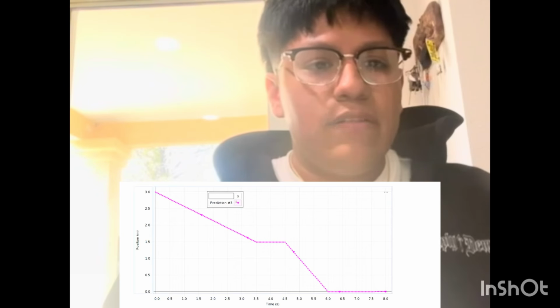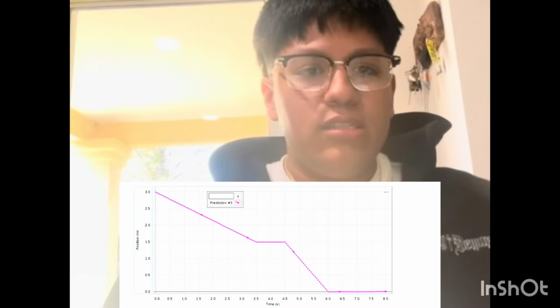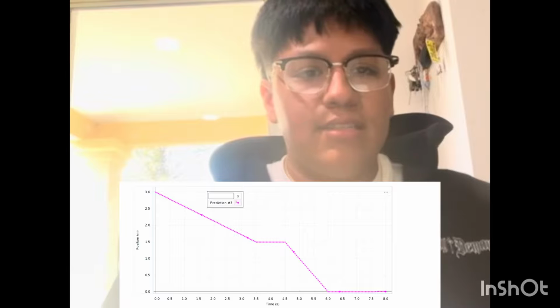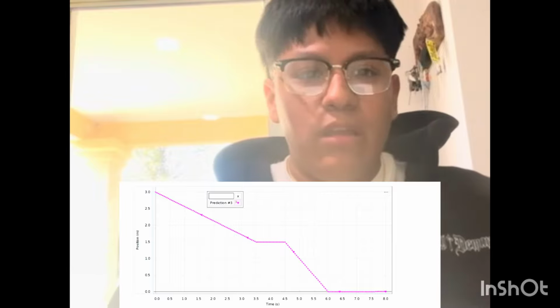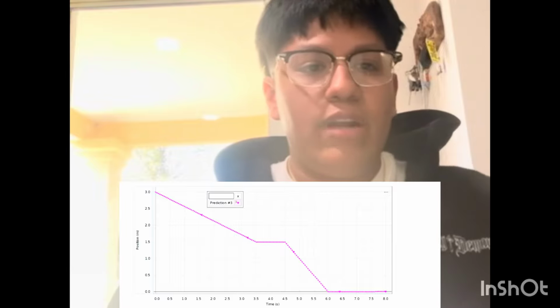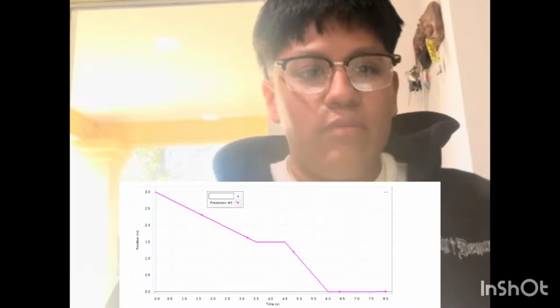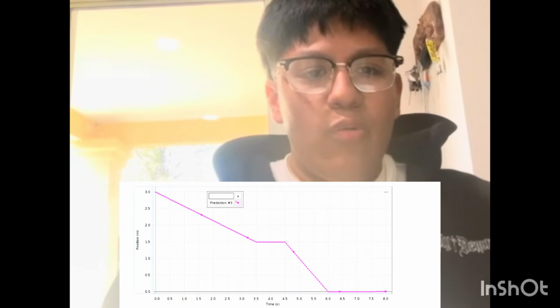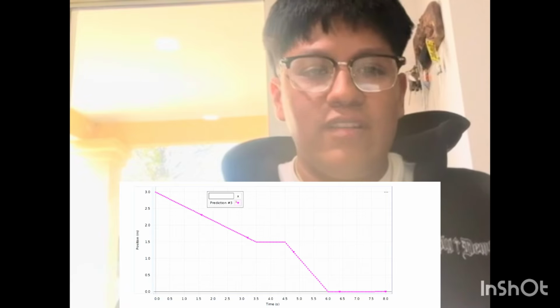The purpose of this activity was to create a graph that models motions and specific positions over an 8-second time interval. The first line on my graph shows negative slope, meaning motion towards the center at 1.5 meters in 3.5 seconds.